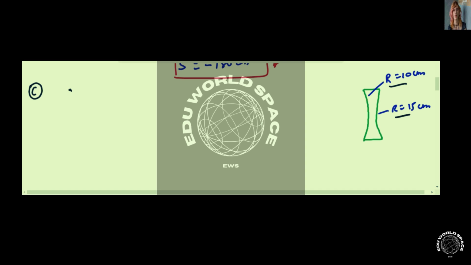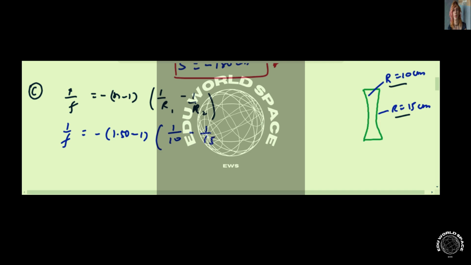Now we will be using Lensmaker's formula, 1 by f equal to n minus 1, 1 by R1 minus 1 by R2. Since this is a diverging lens, it will be minus n minus 1, 1 by R1 minus 1 by R2. So let us plug in the values. Minus 1.50 minus 1, 1 by R1 is 10, and 1 by 15, so this will be minus 0.50.